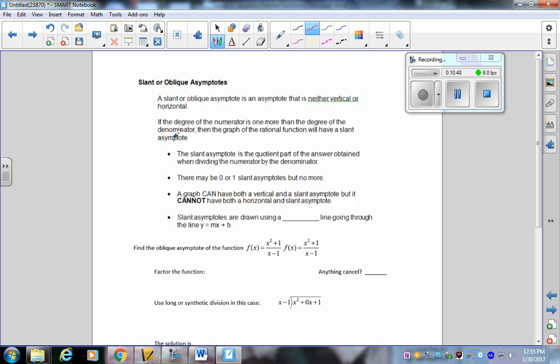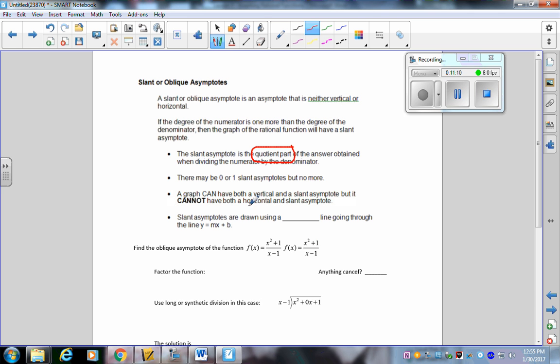Okay, so a slant or oblique asymptote is neither vertical nor horizontal. When the degree in the numerator is bigger than the denominator, we have to use long division to find the equation. We're only going to look at the quotient part, not the remainder. We're going to ignore that, so it doesn't matter if you have a remainder or not.